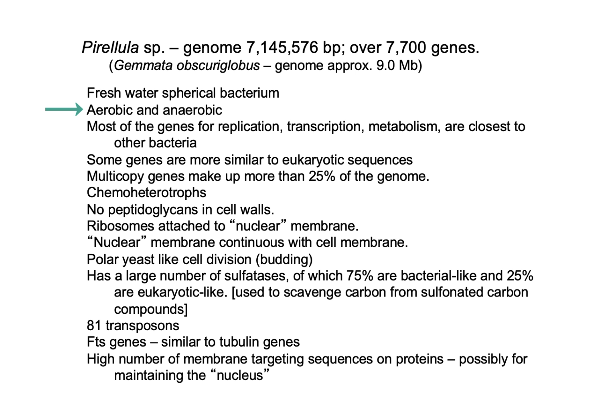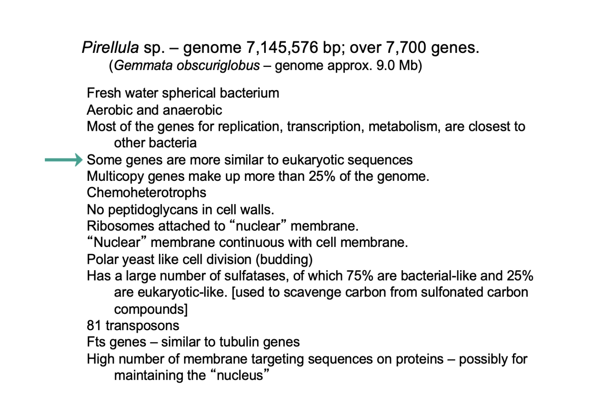They can be aerobic and anaerobic, so they can adjust to quite a few different environmental conditions, which takes a lot of genes to switch from one type to the other. Most genes are there for replication, transcription, metabolism, and those are closest to other bacteria.